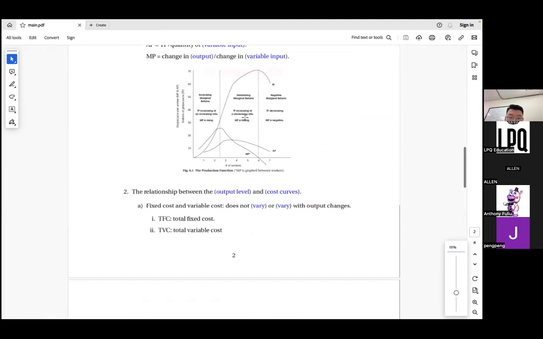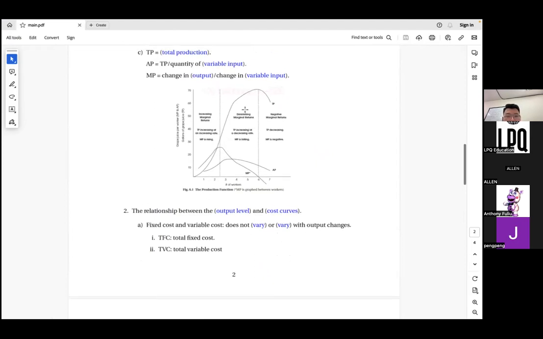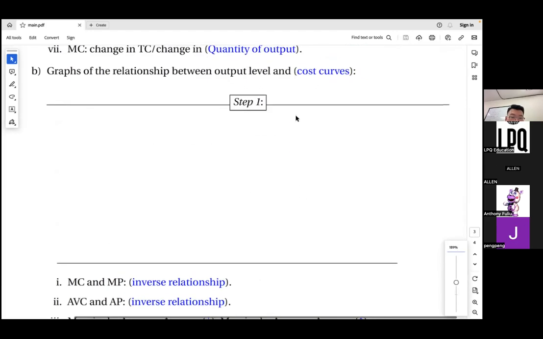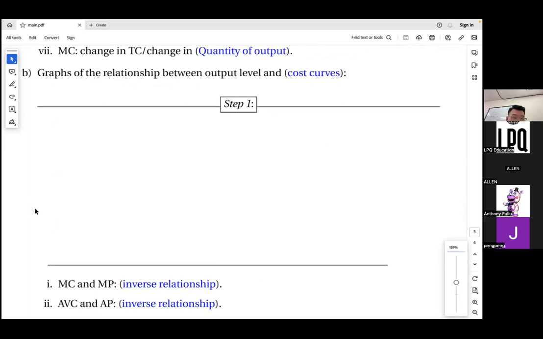How can I turn this graph into the graph which shows the relationship between output and the cost curves? In step number 1, let's do the first step. This time I need two coordinate systems, and you put them together vertically. Please put them vertically, not horizontally.